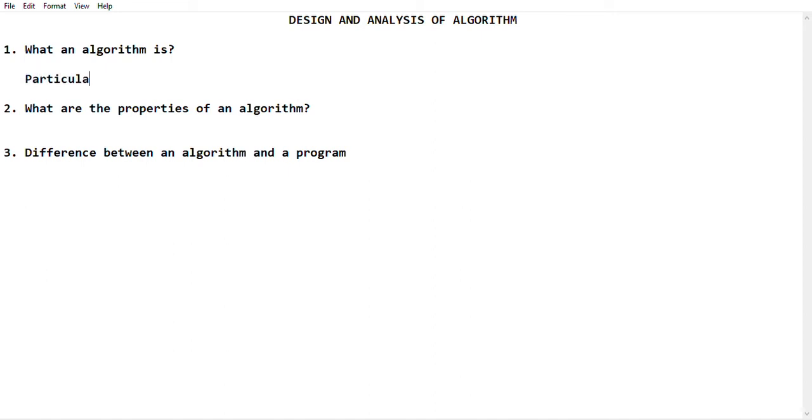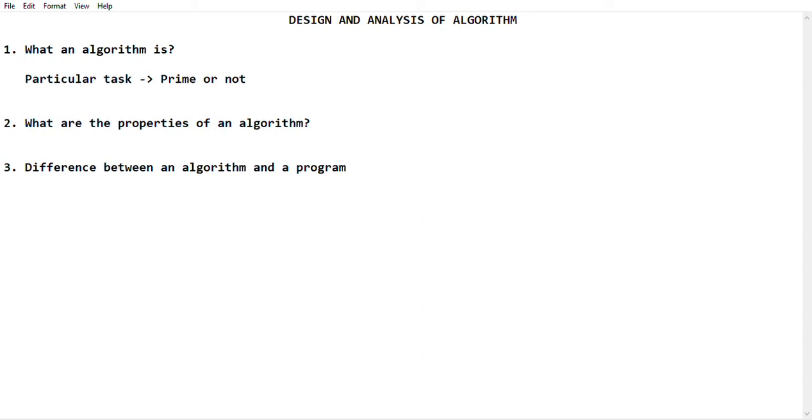By the words particular task, we mean that suppose we write an algorithm which checks whether an integer is prime or not. So the algorithm is meant only for that checking. Any other checking, like whether the integer is odd or not, cannot be done by this algorithm.